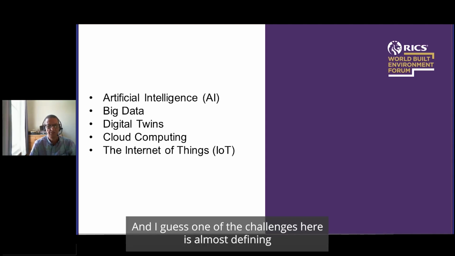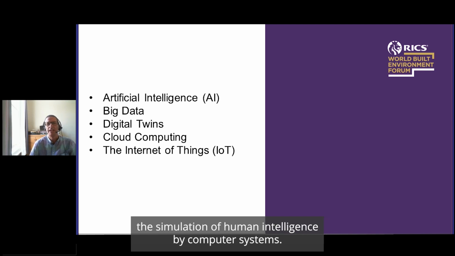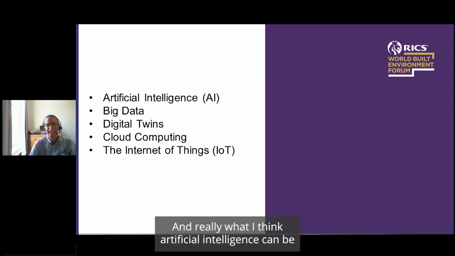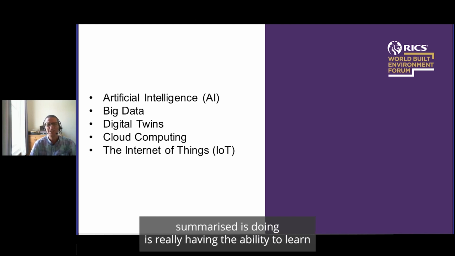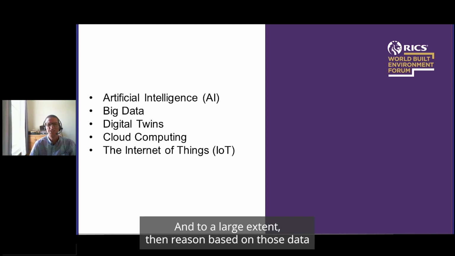And I guess one of the challenges here is almost defining what we mean by artificial intelligence, which arguably is really the simulation of human intelligence by computer systems. And what I think artificial intelligence can be summarized as doing is having the ability to learn, to make decisions, interpret data based on experience, and to a large extent then reason based on the data that it's being trained on, and self-correct.